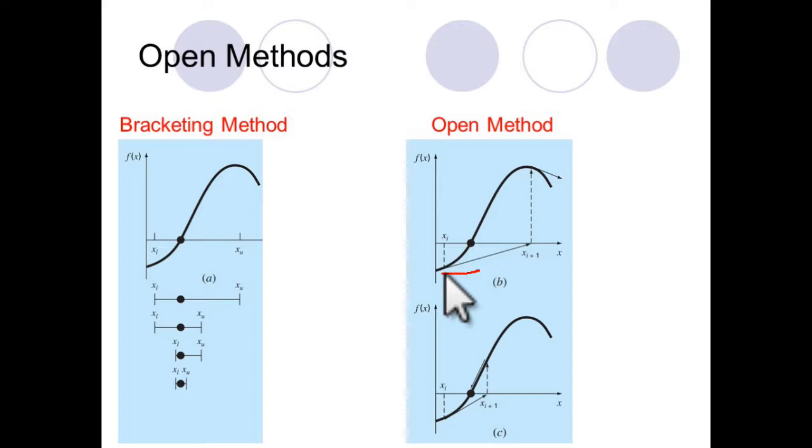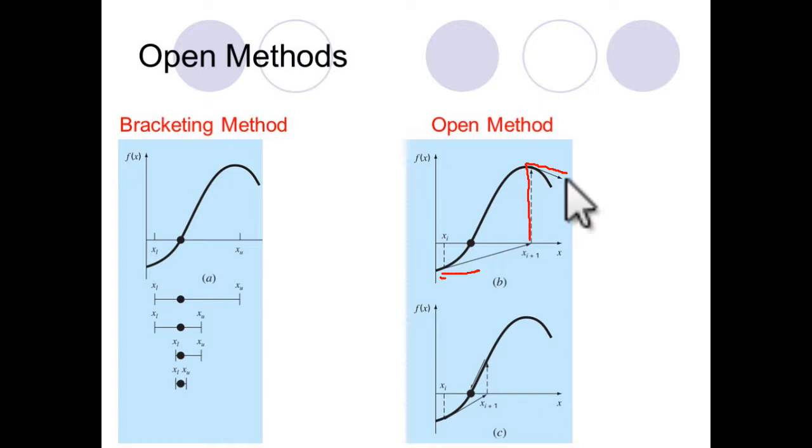For example, your solution may be divergent. A small change in the initial guess, the initial point, may cause a divergence. For example, here in this case the slope brings you to this point, and then you go here, and you are getting far away from the root step by step, which we call divergent.